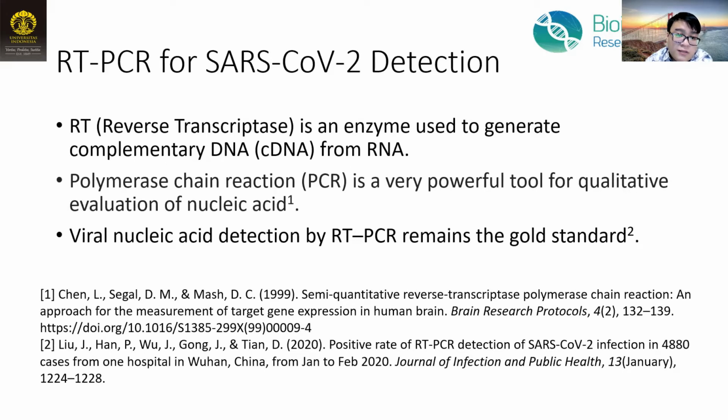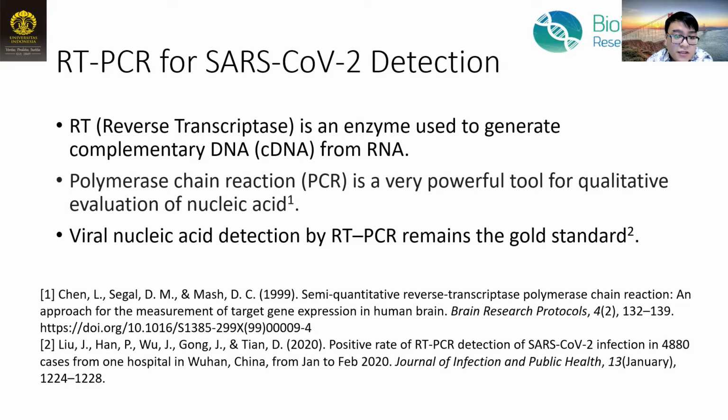Let's talk about RT-PCR for SARS-CoV-2 detection first. RT, or reverse transcriptase, is an enzyme used to generate complementary DNA, or cDNA, from RNA. This enzyme is used by viruses like HIV and hepatitis B to replicate their genomes.